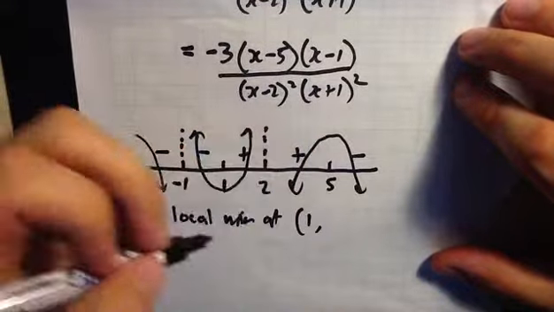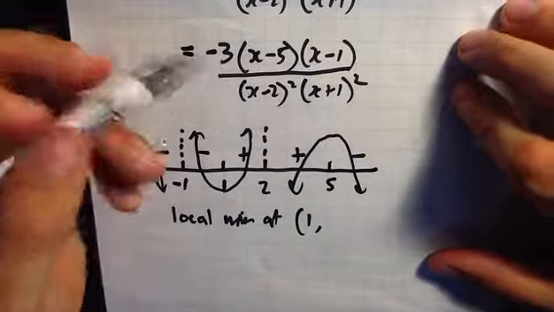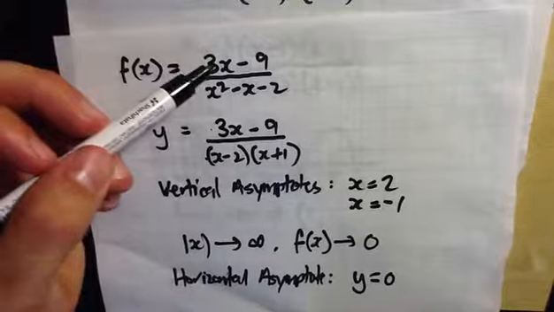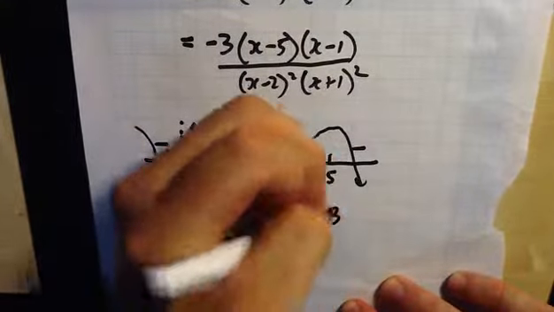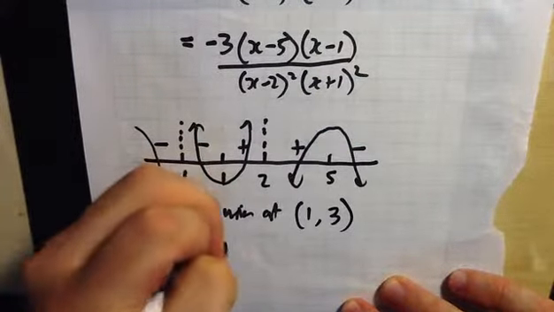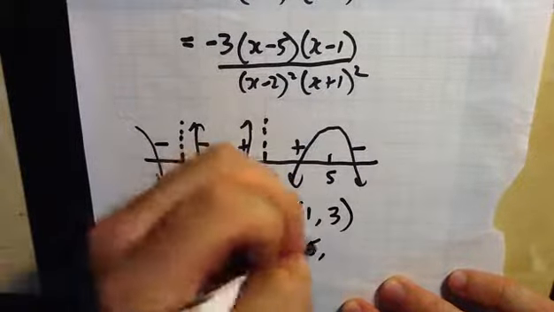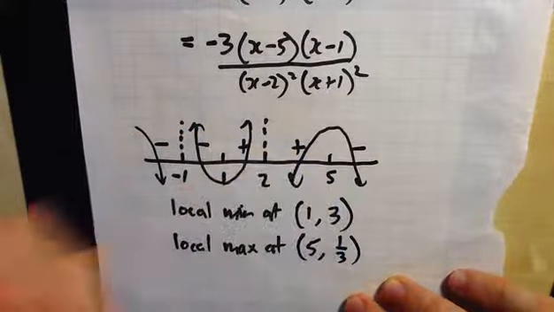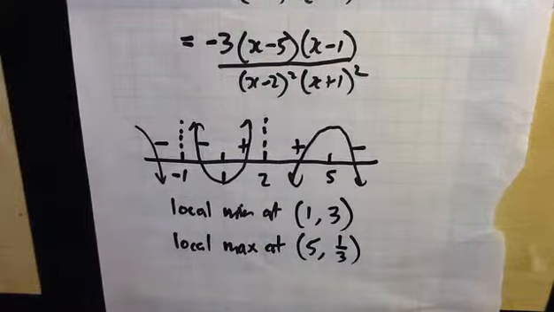Okay, so I've got a local min at x equals 1, and when I sub 1 back into the original equation, remember you don't sub it into the derivative, I sub it back into the original, which was this one, so it'd be 3 times 1, which is 3, okay, so I sub it into there, I get an answer of 3. Okay, so I've got a local min at (1, 3), and a local max at 5, and I sub 5 back into the original equation, f of x, and that gets me an answer of 1/3. So (5, 1/3) is where I've got the local max. So that's the position and nature of any of the stationary points.